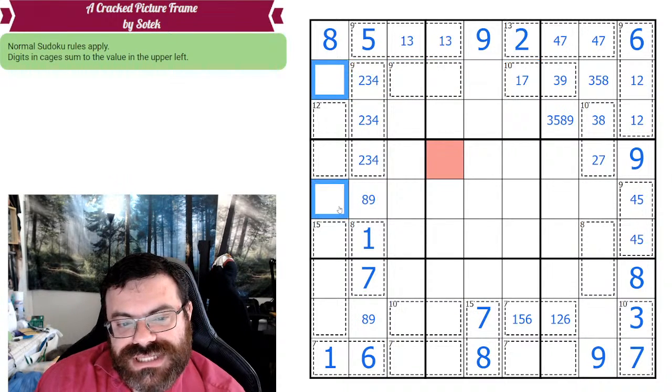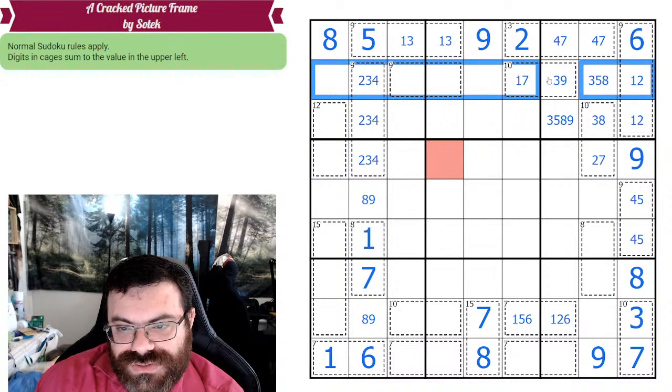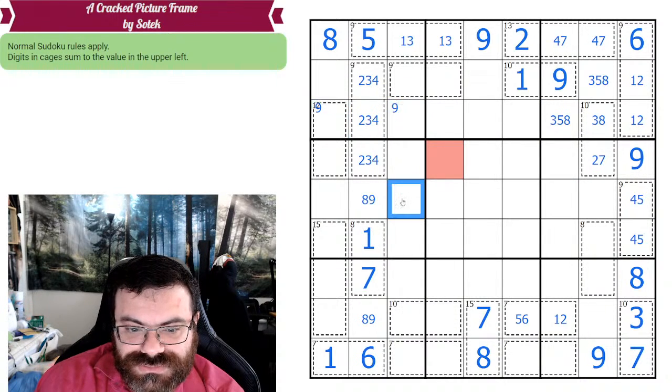Okay, yeah, if we know these add to 9, they don't contain a 9. So where's 9 go in row 2? Can't be in any of these. This box has a 9 already. So this is the only place for 9 in the row. That puts a 1 here. This is no longer 1, 6, like that. It's not a 9. It's a 9 in one of these two.